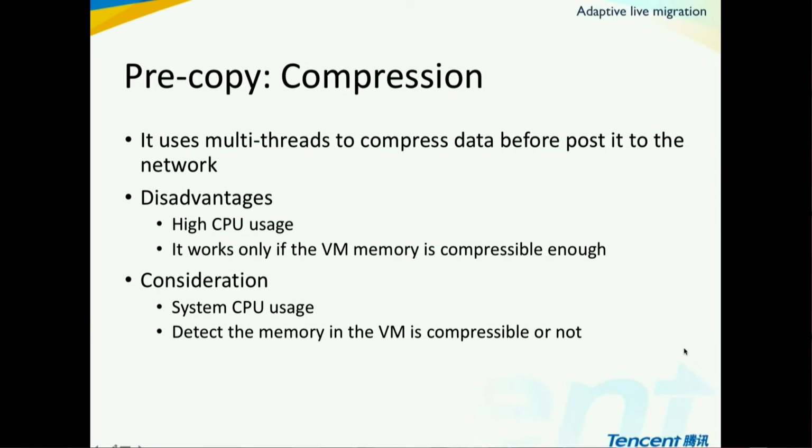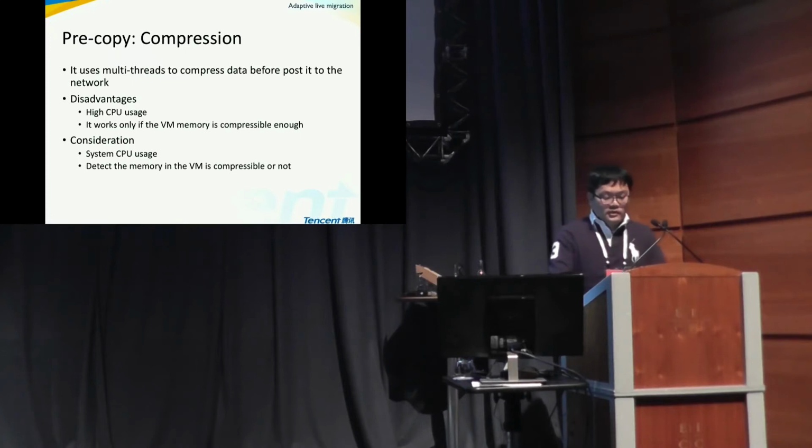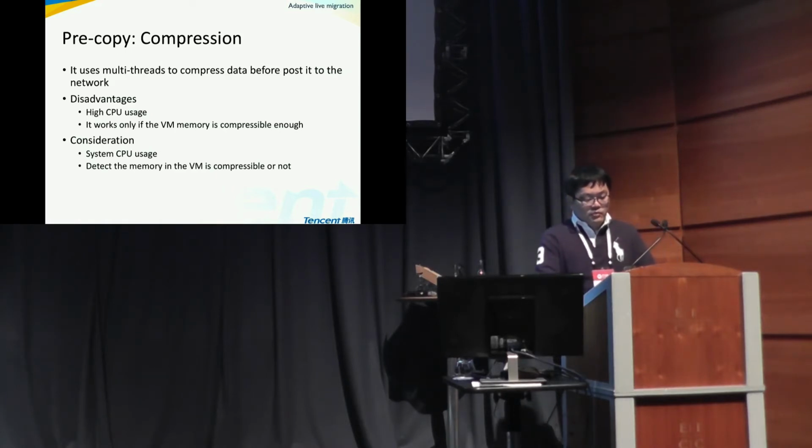Then there is memory compression. During PreCopy, it will use multiple threads to compress the data before posting it to the network. And we can see the disadvantage of memory compression is that it causes high CPU usage, and it depends on whether the memory is compressible. So in order to use compression, we may need to take the system CPU usage and the guest memory status into consideration.